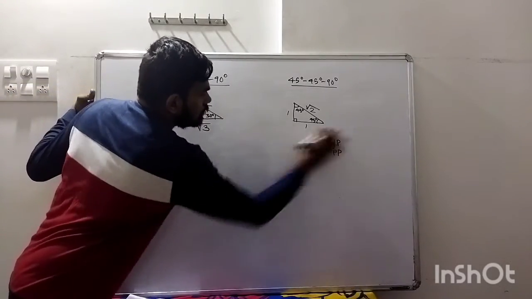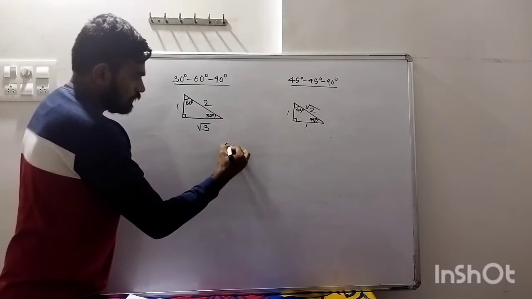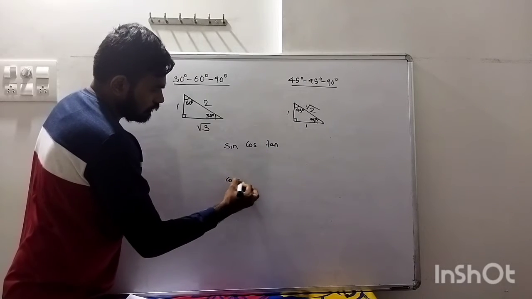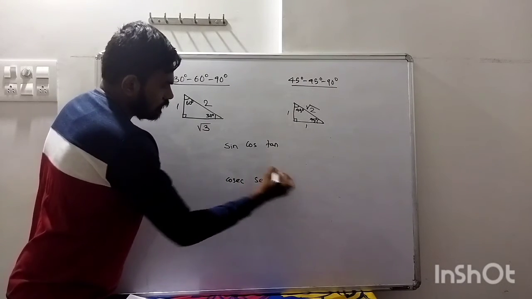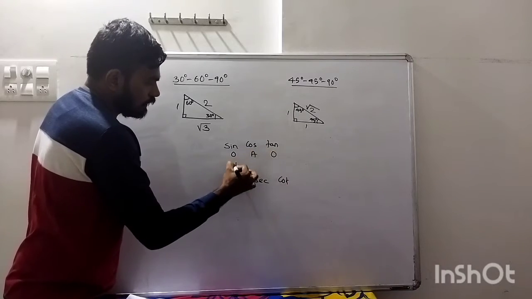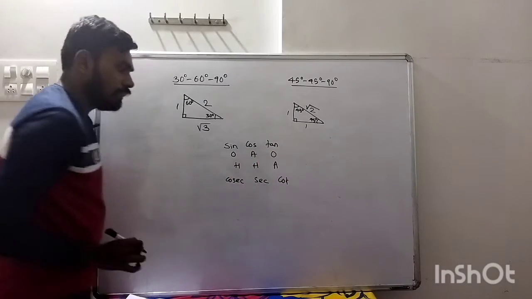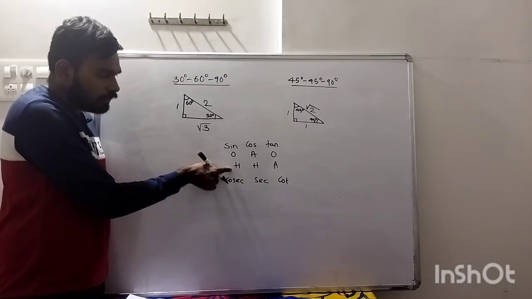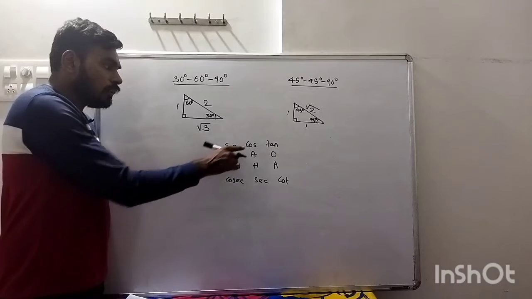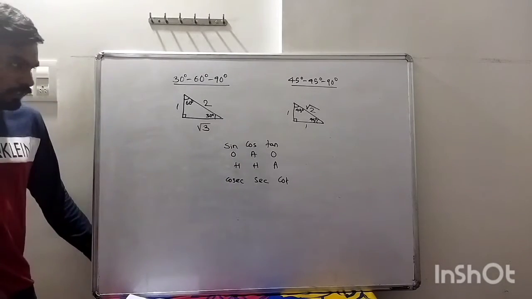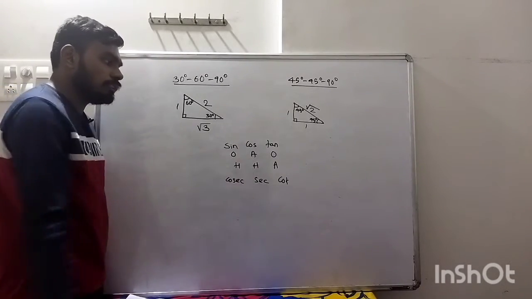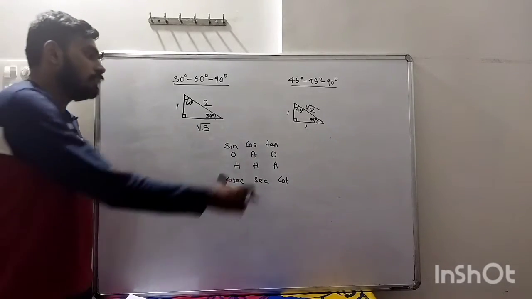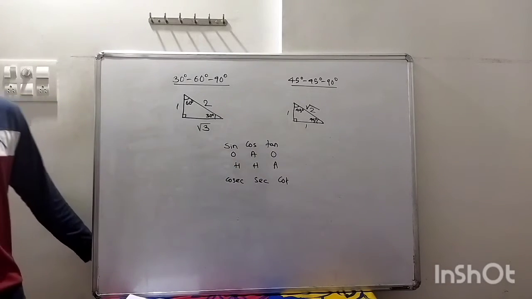Try to remember this: sin, cos, tan, cosec, sec, cot; O, A, O, H, H, A. Now see, sin theta is opposite upon hypotenuse. If you want cosec theta, you get hypotenuse upon opposite. Similarly, cos theta is adjacent upon hypotenuse, and sec theta is hypotenuse upon adjacent. Tan theta is opposite upon adjacent, and cot theta is adjacent upon opposite. Understood? This is a way of remembering.